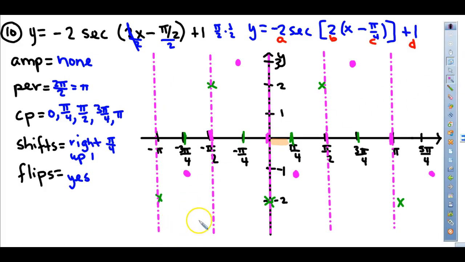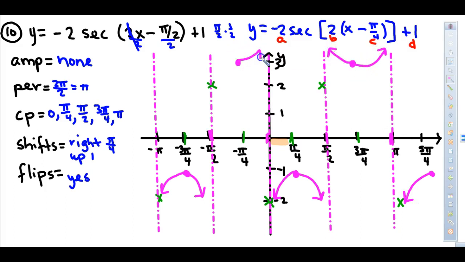And so now all my branches on the bottom will open at the bottom, and all my branches at the top will open at the top. And that, boys and girls, is how you graph cosecant and secant. And we're done with that one.